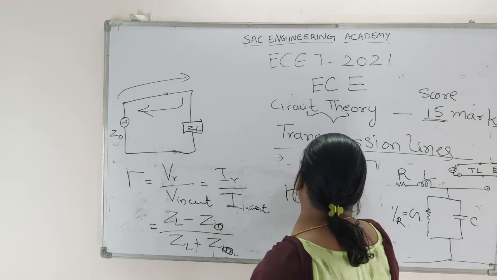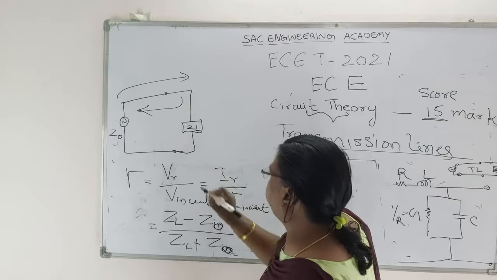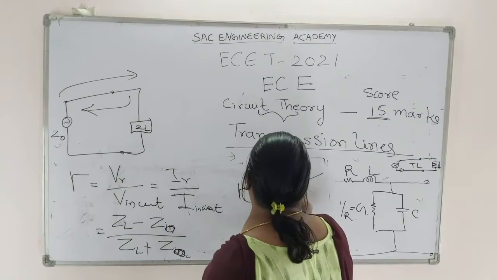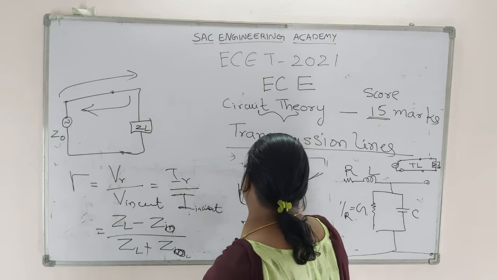The reflection coefficient is 0. It means perfectly matched. The reflection coefficient will be 0, so no losses will be there.